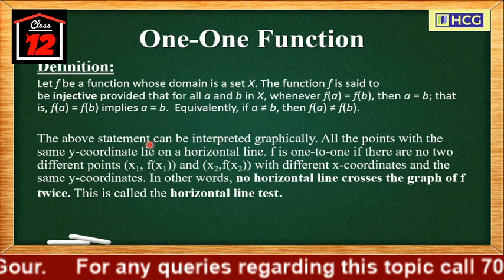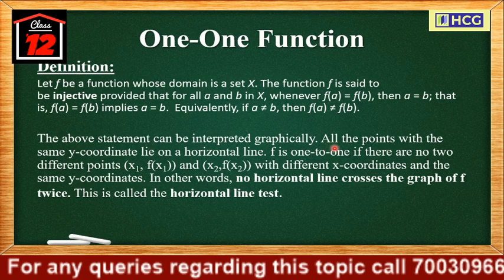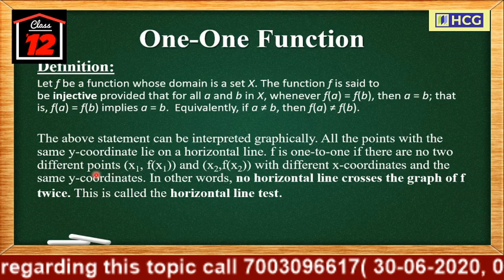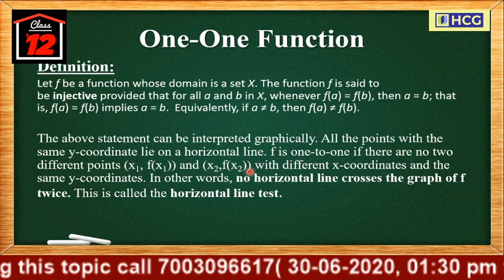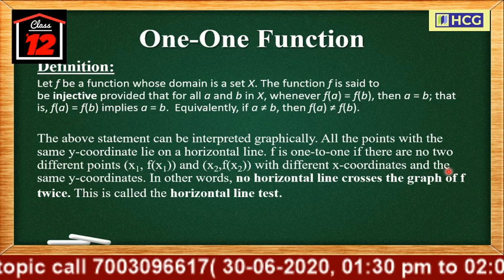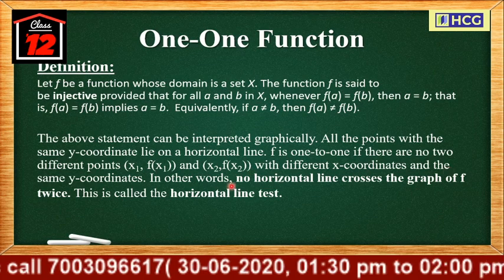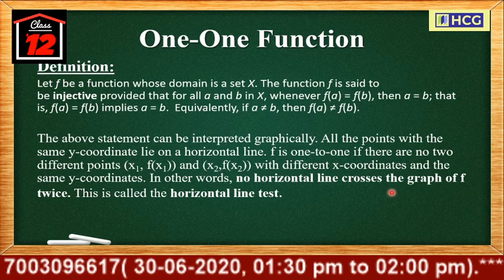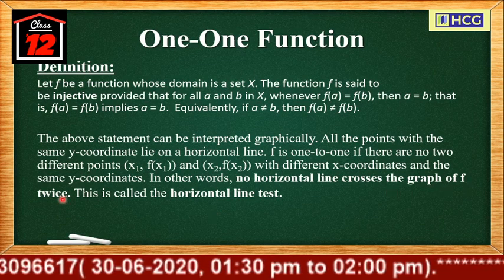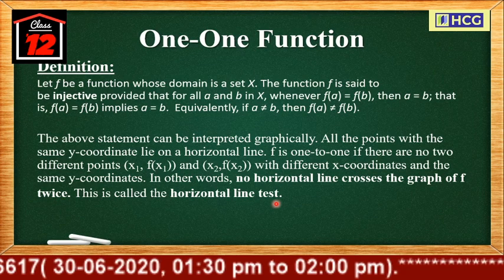The above statement can be interpreted graphically. All the points with the same y coordinates lie on a horizontal line. f is one-to-one if there are no two different points (x1, f(x1)) and (x2, f(x2)) with different x coordinates and the same y coordinates. In other words, no horizontal line crosses the graph of f twice. This is called the horizontal line test.